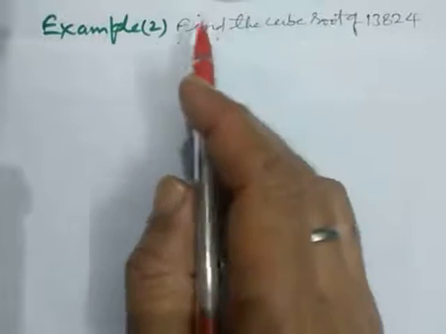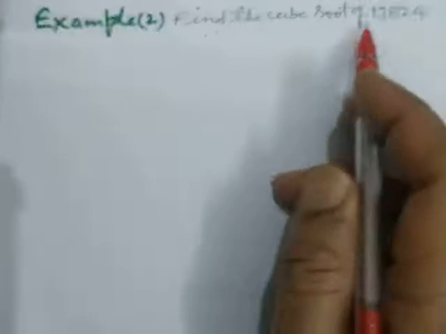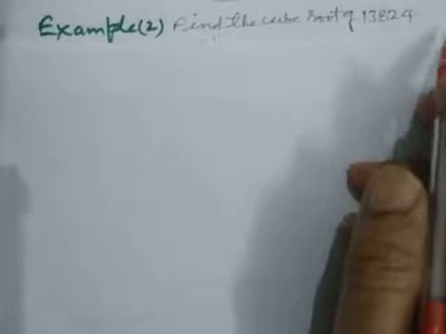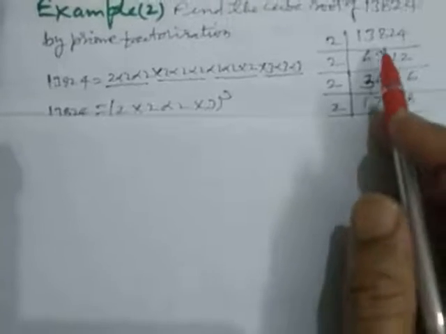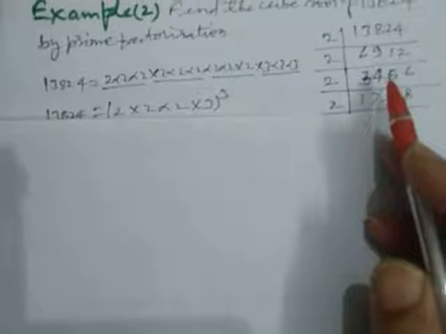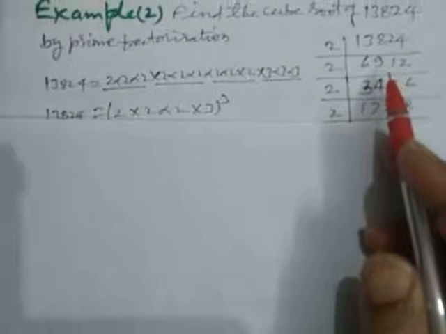Now our second example: find the cube root of 13824. So first we find the prime factorization.